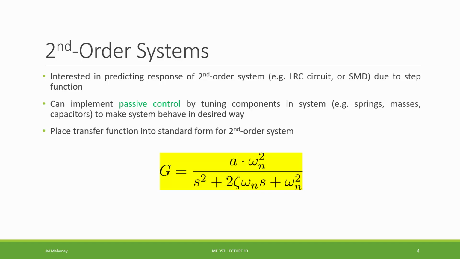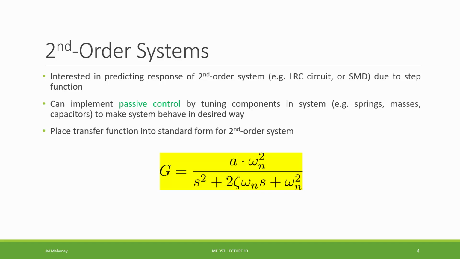In this unit, we're still talking about what I'm calling passive control, where we might be able to select different masses, dampers, and springs, or different inductors, resistors, and capacitors that will actually change our transfer function and thus change the behavior of our system after a step is input into it. Again, in Unit 3, we'll talk about active control and the different strategies to get a desired behavior.